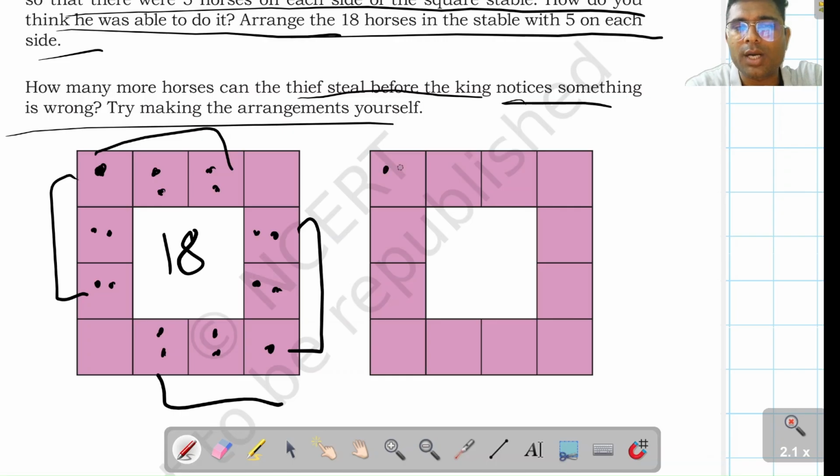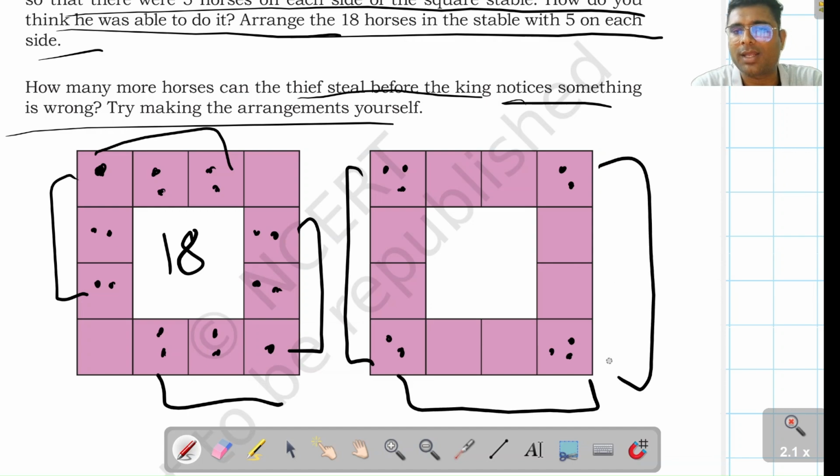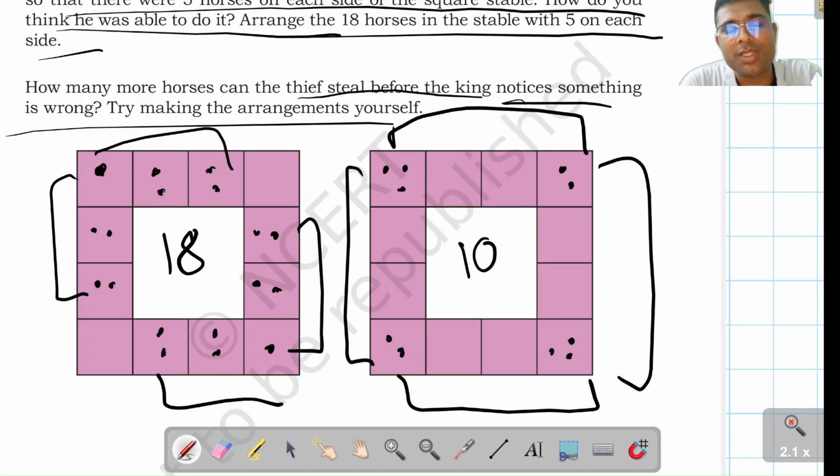I'm doing this 1 2 3 4 5. 1 2 3 4 5. So you can see here 5 horses are here, 5 are here, 5 are here, and 5 are here. But how many are there in total? Bachcho, they are total 10. They are not 20. So this was our chapter 1 with the travelers one.